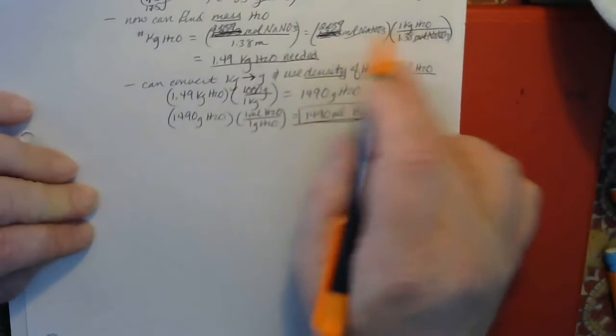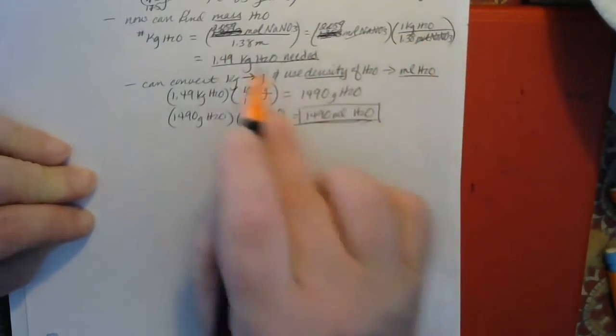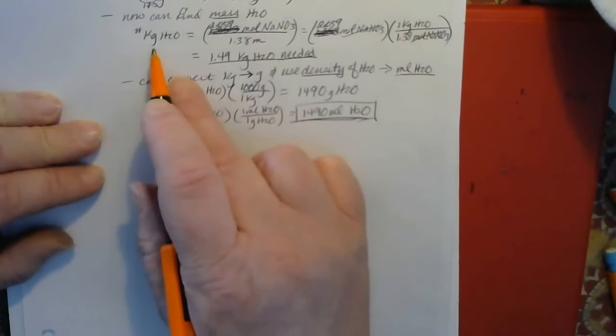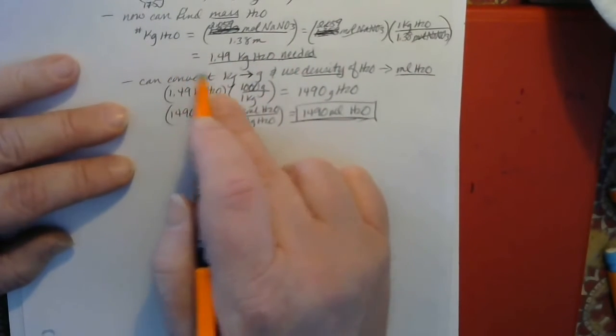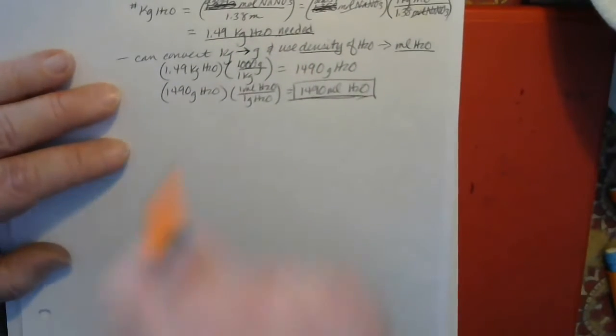So you don't actually have to write it like this. I was just writing it like this to show that it definitely works. You can do it like this and it'll work out the same way. Anyway, the number of kilograms of water required will be 1.49 kilograms of water that are needed.